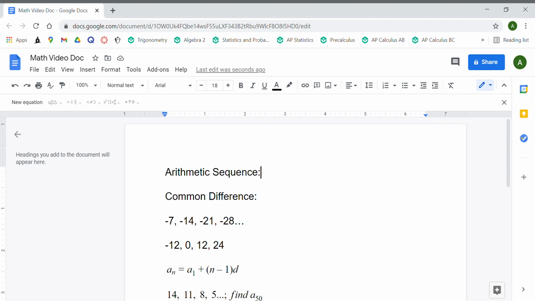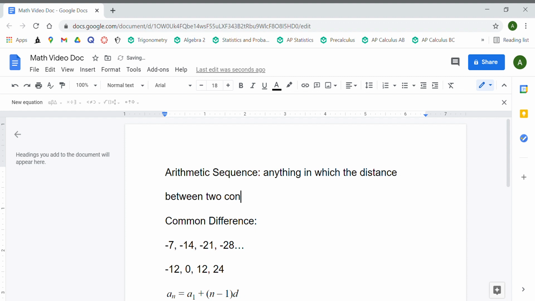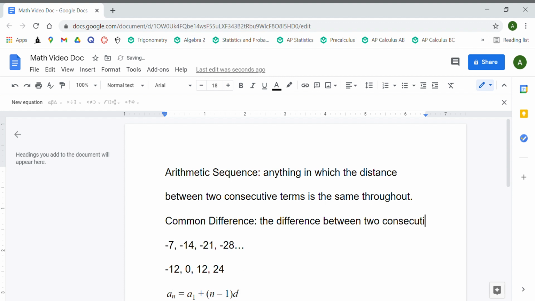Now, an arithmetic sequence is anything in which what I like to call the distance between two consecutive terms is the same throughout. And then the common difference is the difference between two consecutive terms in an arithmetic sequence.